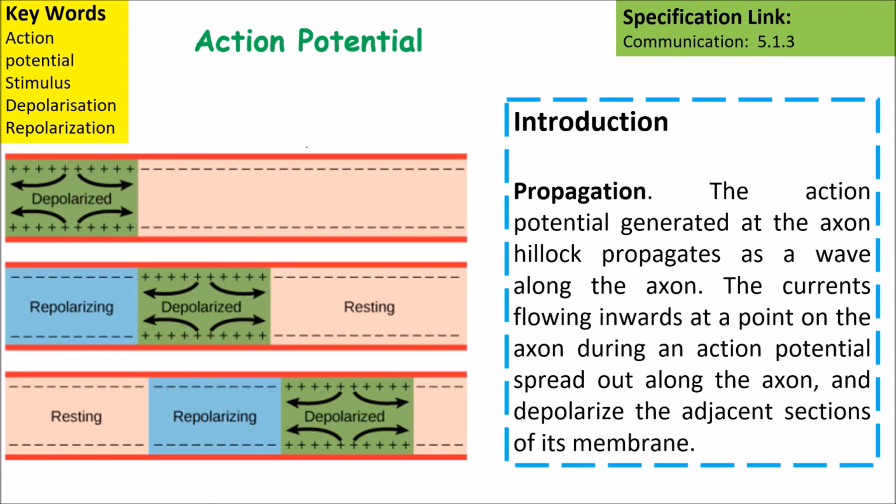So just to finish off, propagation. An action potential generated at the axon hillock propagates as a wave along the axon. The currents flowing inwards at this point on the axon during an action potential spread out along the axon and depolarize the adjacent sections of its membrane.